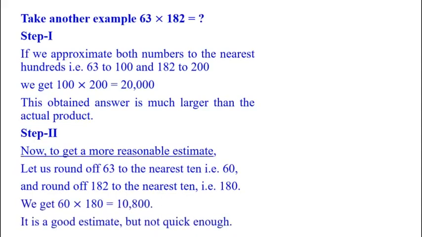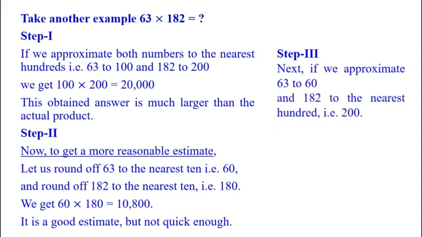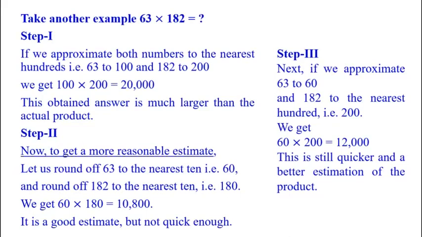That is step 3. Next we approximate 63 to 60 and 182 to the nearest 100, that is 200. We get 60 into 200 is equal to 12,000. Thus, it is quicker and a better estimation of the product. So, the third step is most right.